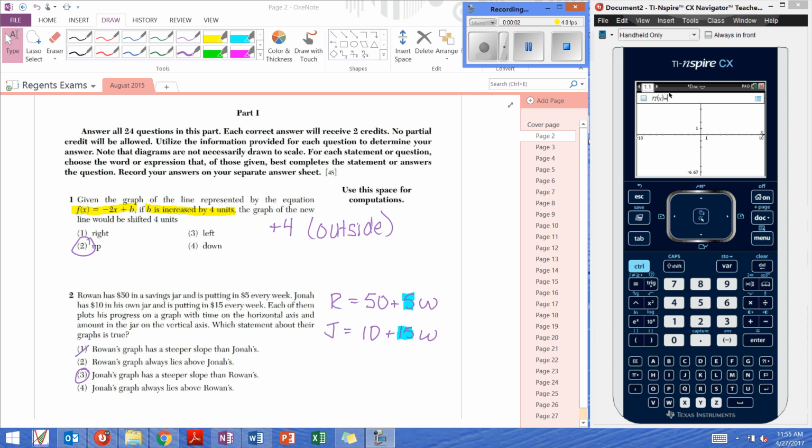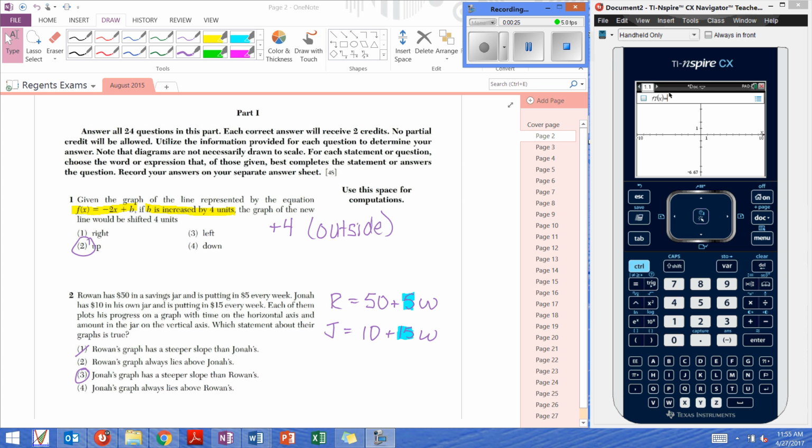Question number 1, they gave us a linear equation, but they never told us the y-intercept. But what they did say is if we increase b by 4 units, mainly what we're doing is we're just adding 4 to the outside of a function. And if you know your function shifts, you will know that adding a 4 to the outside moves the function up. In this case, it would be up 4 spaces.